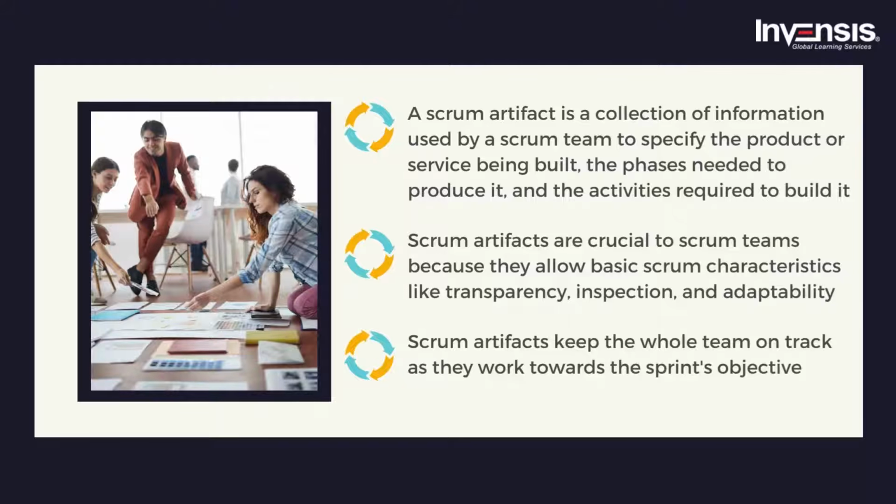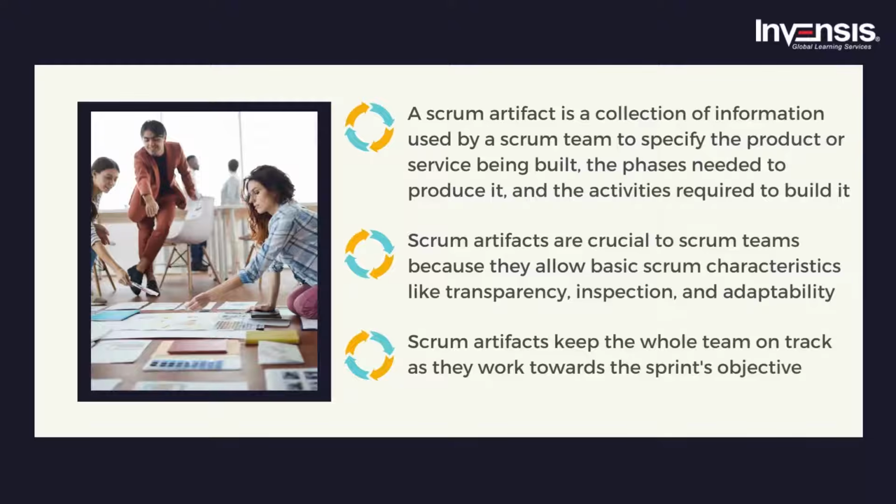Scrum Artifacts give information on sprint performance. Scrum Artifacts are crucial to Scrum teams because they allow basic Scrum characteristics like transparency, inspection, and adaptability. This is critical, particularly for remote teams who may work from home, since it provides a platform for them to track their sprint performance. This keeps everyone, regardless of location, on the same page.